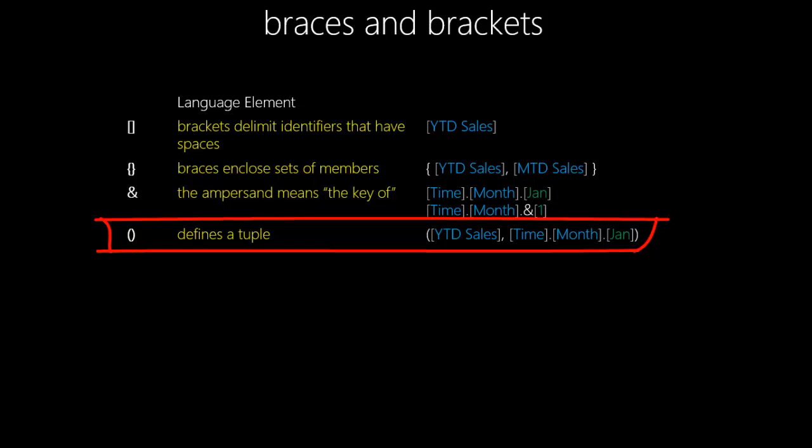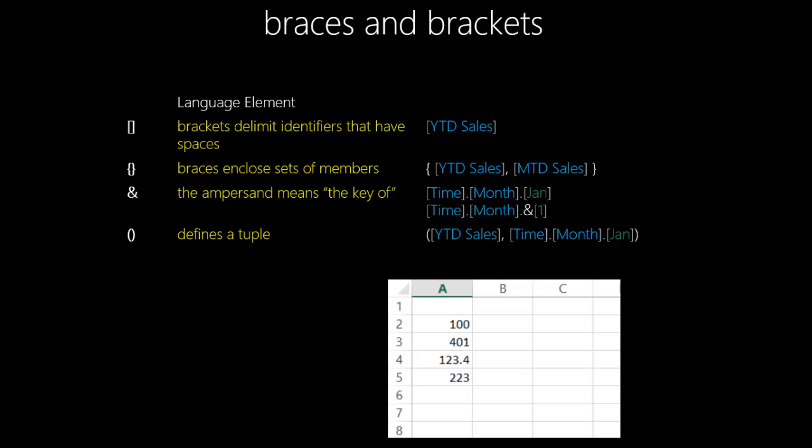And finally we have the parentheses, which are used to form a tuple. Some people pronounce it "toople." I think either one is okay. And what a tuple is, you can think of it like an intersection of things. So if I want to look at sales in January, that's kind of like the intersection of the sales value in the month of January. And those parentheses indicate that that's the cell that I'm looking at. So if I was in the Excel product, and if you think about a cell as an intersection of A and 4, think of that like a tuple, and that's exactly what these parentheses are doing in this case.